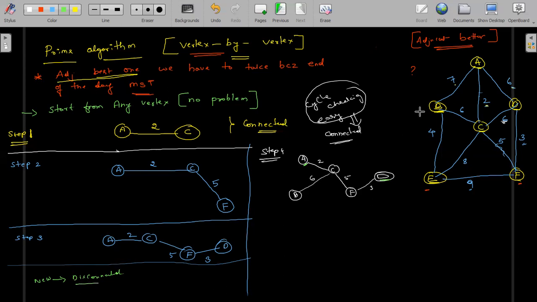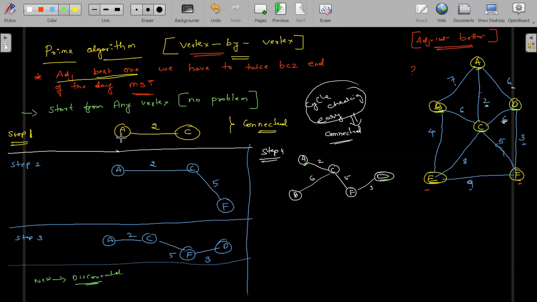Disconnected is nothing but this: initially, have I visited A? No. Have I visited B? No. D? No. C? No. All are new. Nobody visited. That is the reason why it is disconnected. Yes or not? But if I visited, then it will be a connected one.